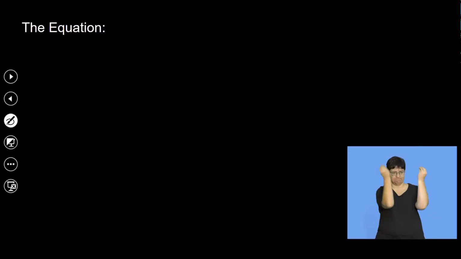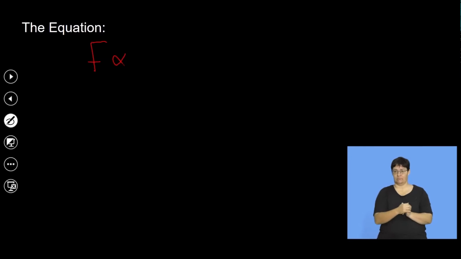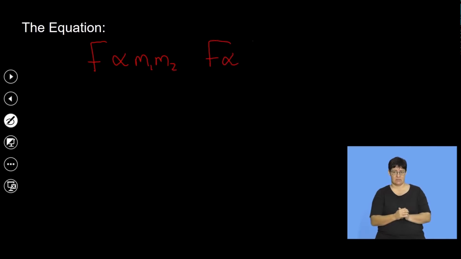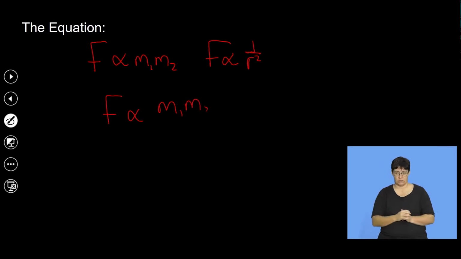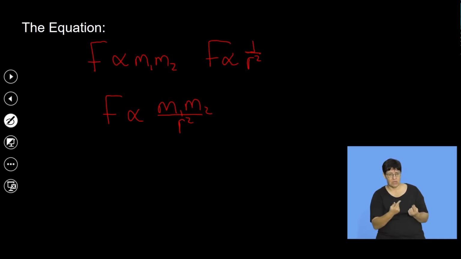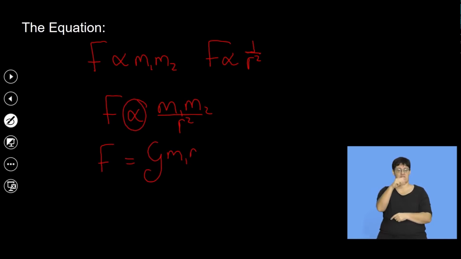How do we put this all together? Well, I've now said to you that we have this relationship between all my factors. I can write it as m1 m2 over r squared. That's directly proportional to m1 m2, inversely proportional to r squared. We can't use the proportionality, so we have to introduce a constant to get rid of that. That constant is G: F equals G m1 m2 over r squared.